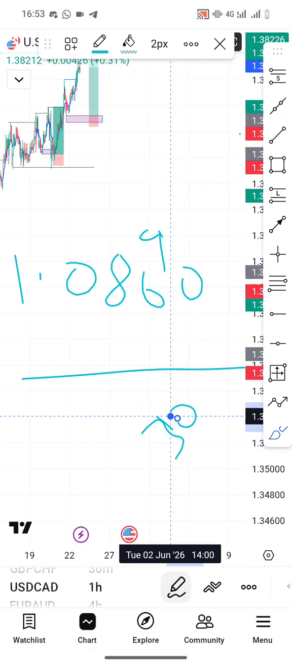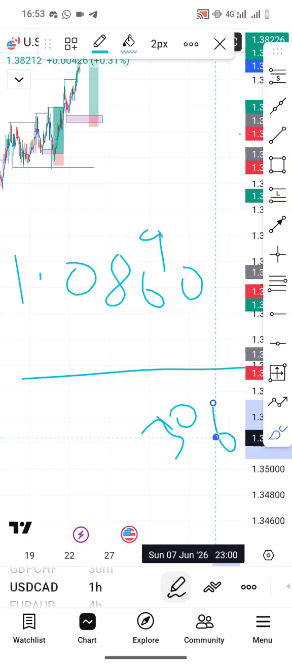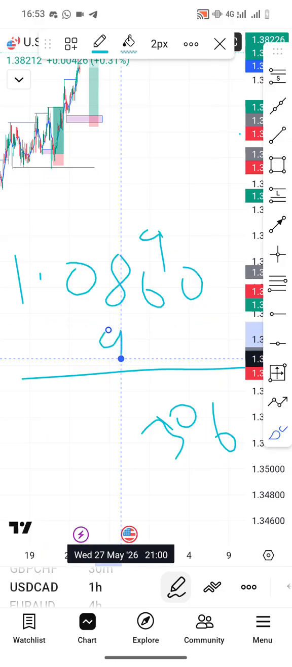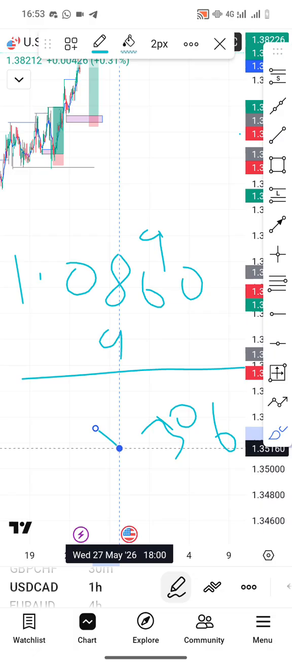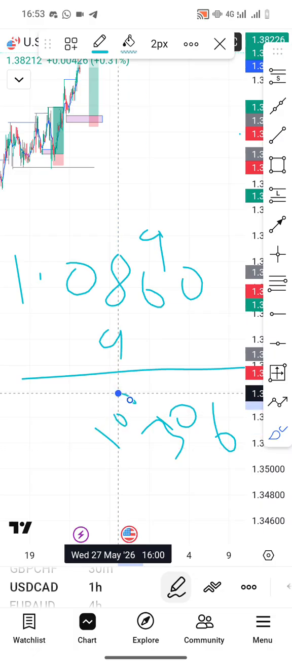That's a 30 pip move. If this 0 right here moves to 6, that's a 6 pip move. If this 6 right here moves to 7, 8, 9, that's 30 pip. If this 8 right here moves to 9, that means we have moved 100 pip.